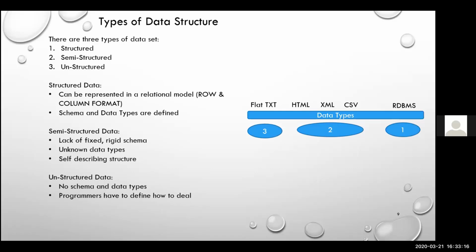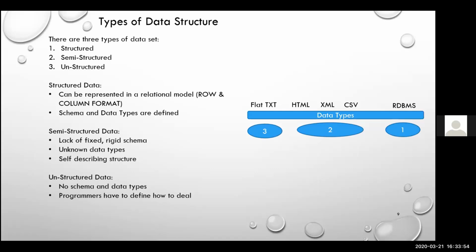But the fundamental definition is that the data we are storing in an RDBMS has a specific schema. If we define a table, we need to define the column names as well as the column data types. So the overall definition is known to us. That is called structured data. We know what data we're storing and what their data type is.